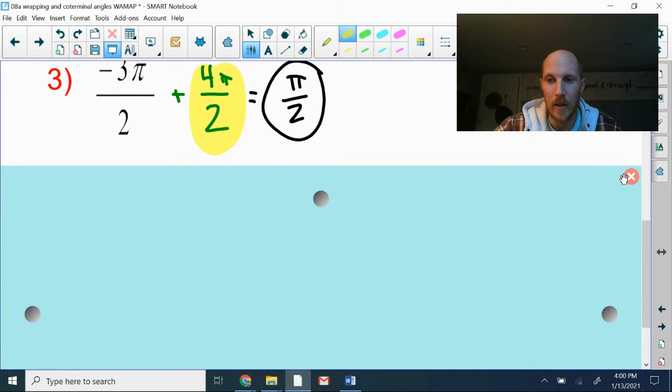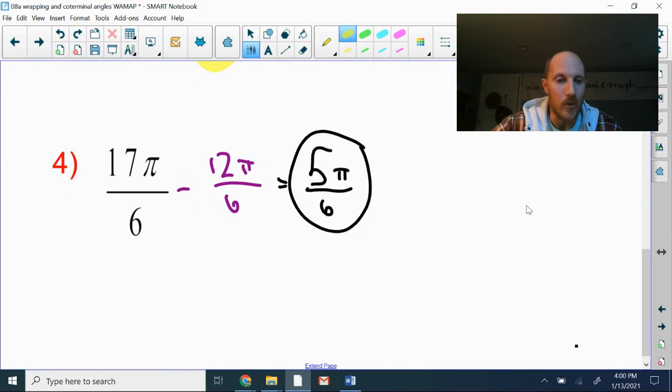Last example, number 4, starting with 17 pi over 6. So with sixths, I need to use that purple equivalent from the do now. So I'm going to subtract 12 pi over 6. And when I subtract to get my answer 5 pi over 6, compare that to this equivalent of 2 pi I just used to subtract. 5 pi over 6 is indeed smaller than 12 pi over 6. So I know it lies in that interval the directions gave me. It is between 0 and 2 pi.